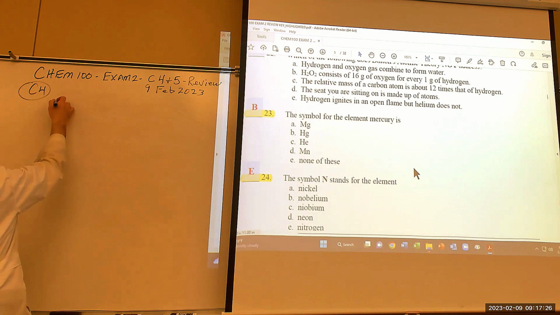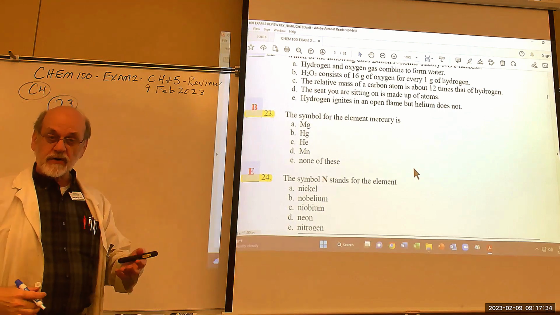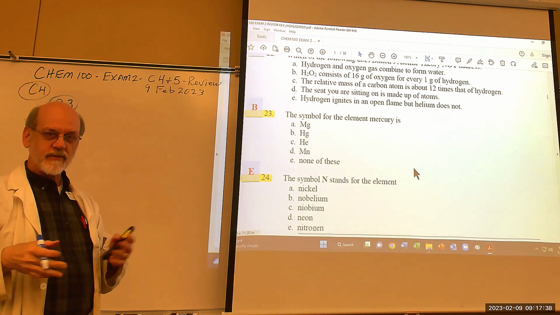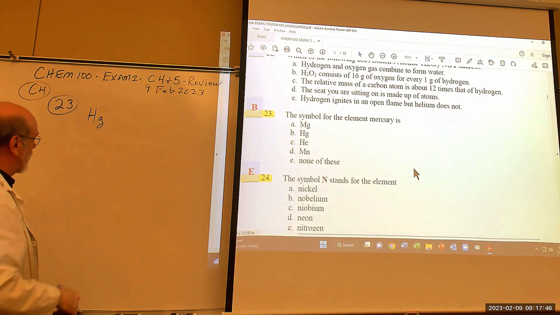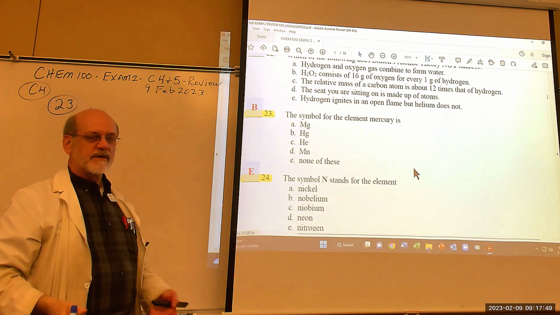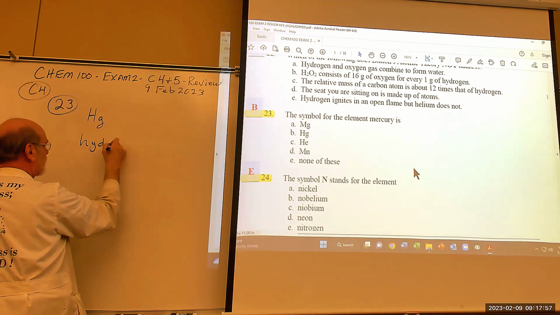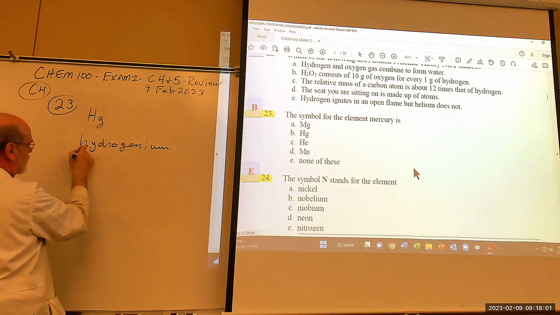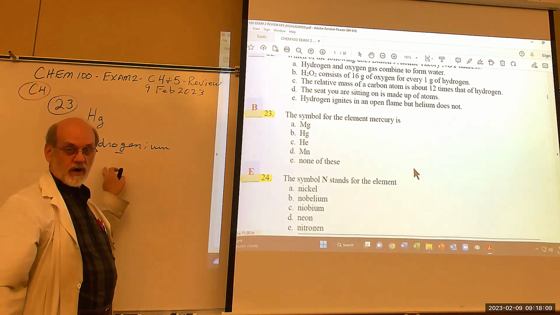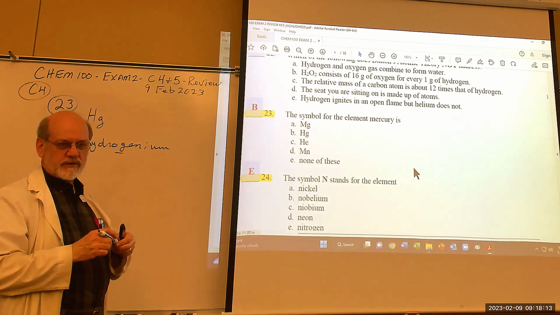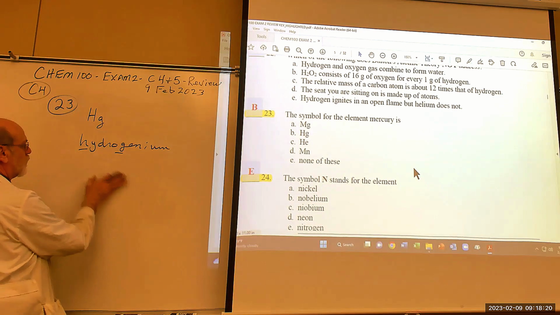All right, 23. The symbol for the element mercury. Mercury is one of those that's odd, derived from the Latin. And the symbol is Hg. And actually, it's a built-up word. Hg stands for hydrargyrum. There's the H, there's the G, which means water producing or water creating. So apparently mercury was associated in some form or fashion in the dim past, maybe in the Middle Ages, with production of water.